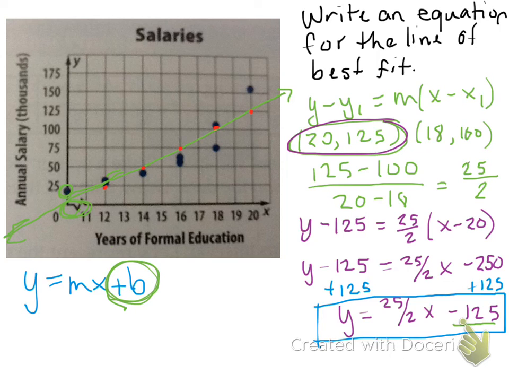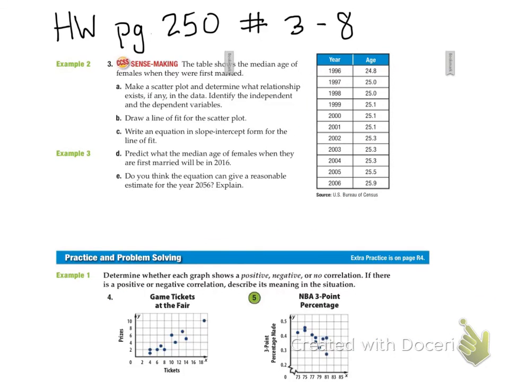All right, so I'd like you to do some practice with this. Your homework is page 250, numbers 3 through 8. You're going to turn this in by the end of class, no matter if you have finished it or not. I will not accept anything late. So what you turn in is proof that you were working hard in class today.